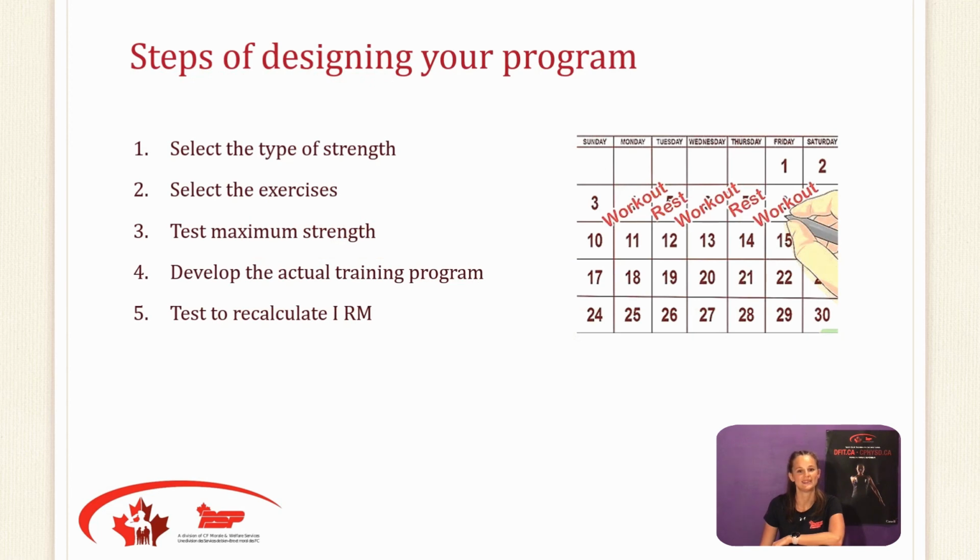So now, at the end, let's see the steps of designing your training program. First of all, set your workout or training goals with a type of strength, which can be muscular endurance, power, agility, maximum strength, and so on. So this plan should be phase specific and designed to meet your needs.